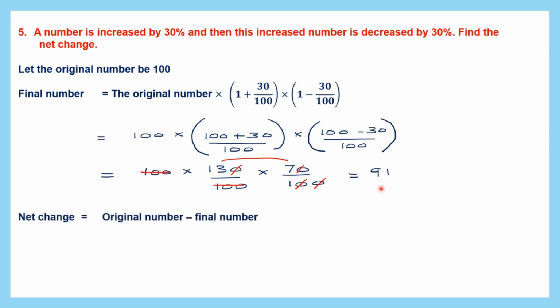We can find the net change, and the net change will be the original number, that is 100, minus the final number, which is 91. 100 minus 91 is 9. Now this is the final answer. This is the net change, 100 minus 91. So this is our answer because we've only been asked to find the net change. We've not been asked to find the percentage. So 9 is our answer.